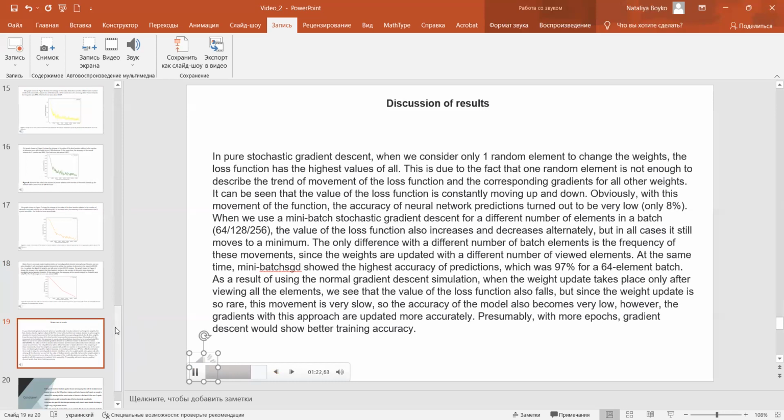As a result of using the normal gradient descent simulation, when the weights update takes place only after viewing all the elements, we see that the value of the loss function also falls. But since the weights update is so rare, this movement is very slow, so the accuracy of the model also becomes very low. However, the gradients with this approach are updated more accurately. Presumably, with more epochs, gradient descent would show better training accuracy.